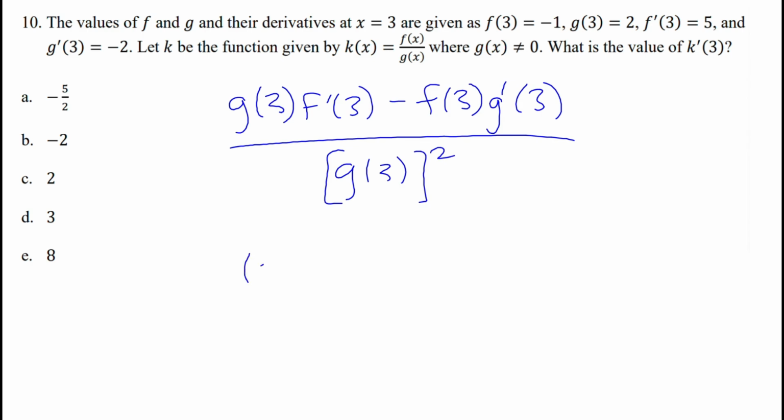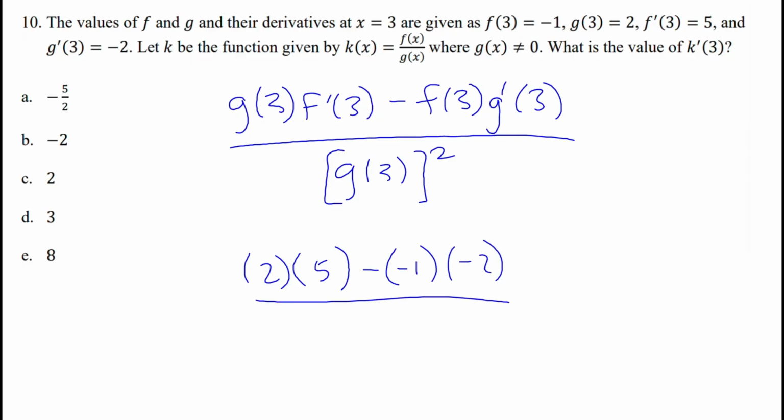So g of 3 is 2. F prime of 3 is 5. F of 3 is -1. G prime of 3 is -2. And then again, g of 3 is just 2, so it's all over 2 squared. So we've got 10 minus, looks like 10 minus 2 over 4. Well, 8 over 4 is 2, which is answer choice C.